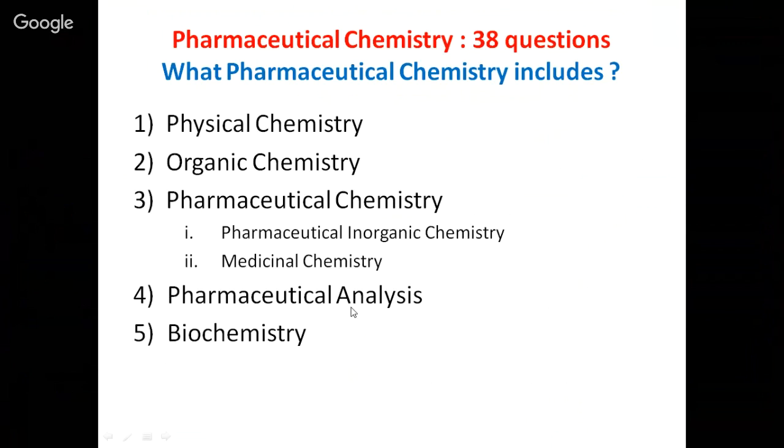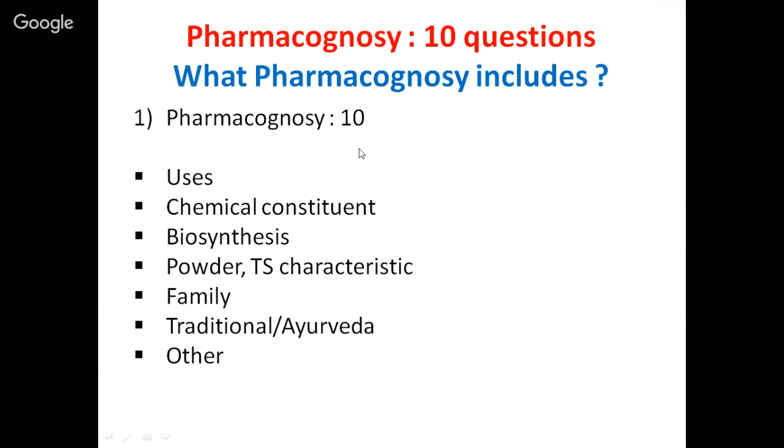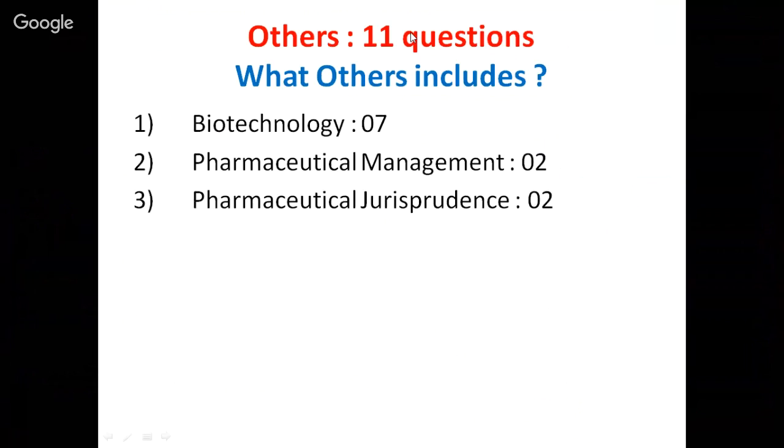It also includes pharmaceutical analysis and biochemistry. Pharmacology includes pharmacology, pathophysiology, clinical pharmacy and therapeutics, and human anatomy and physiology. Pharmacognosy has 10 questions related to uses, chemical constituents, biosynthesis, powder characteristics, family, traditional Ayurveda, and others. The last section, other subjects, includes biotechnology, pharmaceutical management, and pharmaceutical jurisprudence.